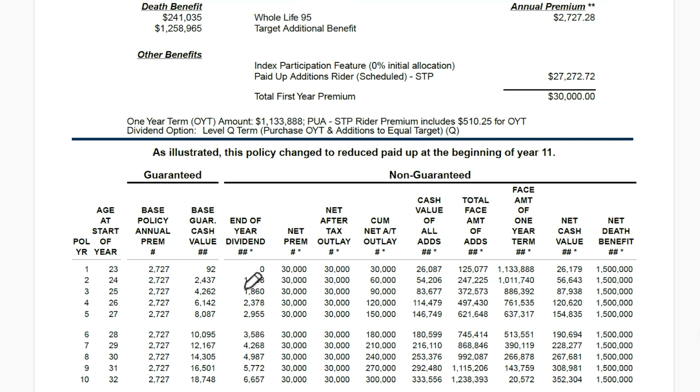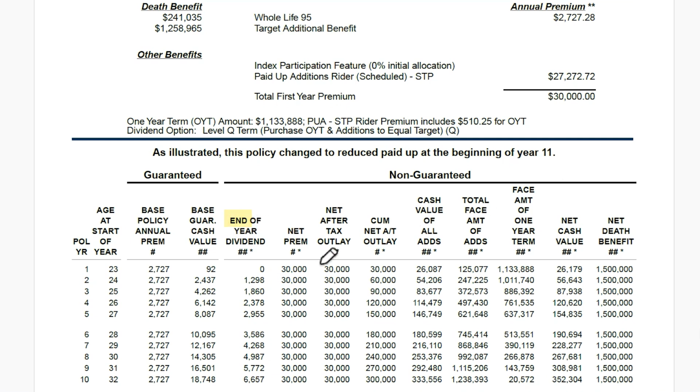Here's the reason why. You can actually see it in this illustration. This dividend column, what's the first word? End of year dividend. So he will get a dividend at the end of this policy year, year 2. The thing is, it's at the end. At that point in time, he will receive a lump sum payment of $1,298. So when it comes to looking at the dividend column on a life insurance illustration, always take note of whether it says end of year or beginning of year.